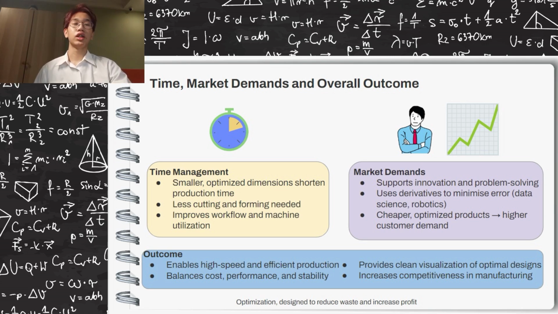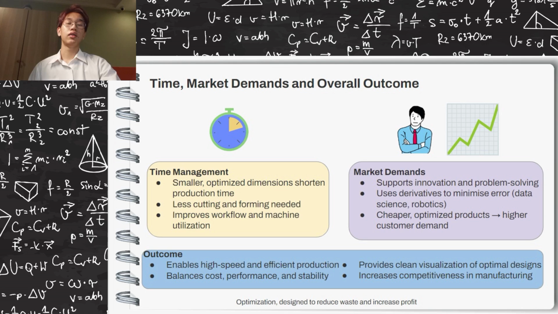Finally, the last application of mathematical optimization is market demands. This can be said because mathematical optimization helps to support innovation and problem solving as it uses derivatives to minimize error, such as data science and robotics. Besides that, it also helps to create cheaper, more optimized products. And these products, obviously, lead to higher customer demand and drive new growth in the company.